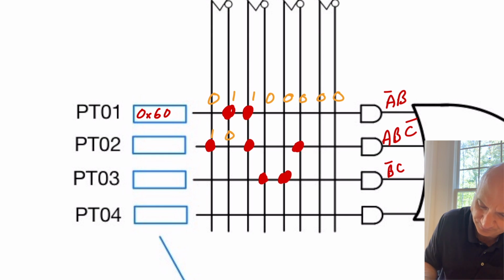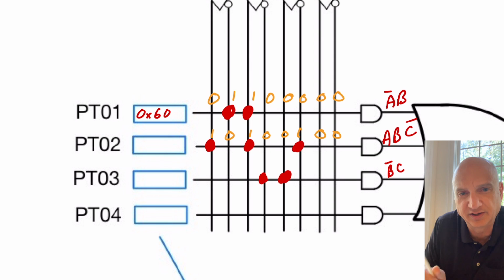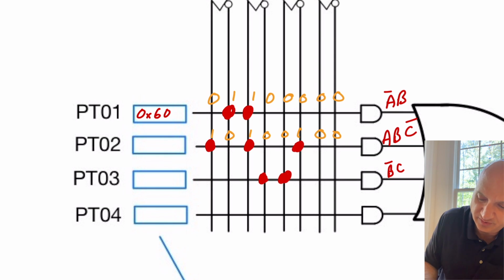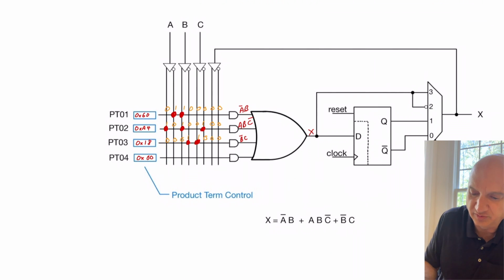Now if we go down here, this is 1, 0, 1, 0, 0, 1, 0, 0. Remember, a 1 means you're making a connection, and a 0 means you're not. So this would end up being 0xA, and then the next one is 4. So A4 would be that one. And then for the last one here, we're going to have 0, 0, 0, 1, and then 1, 0, 0, 0. So that's going to be hex 18. And this one's not connected to anything, so this will be just 0, 0. That's how you would program the product terms for that particular logic. And then the X would feed out here.